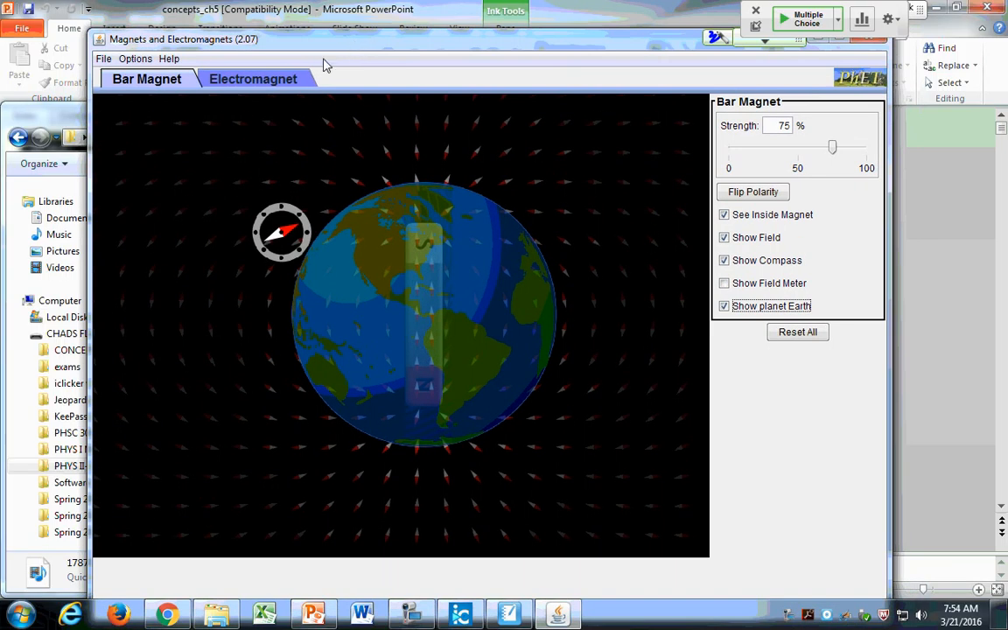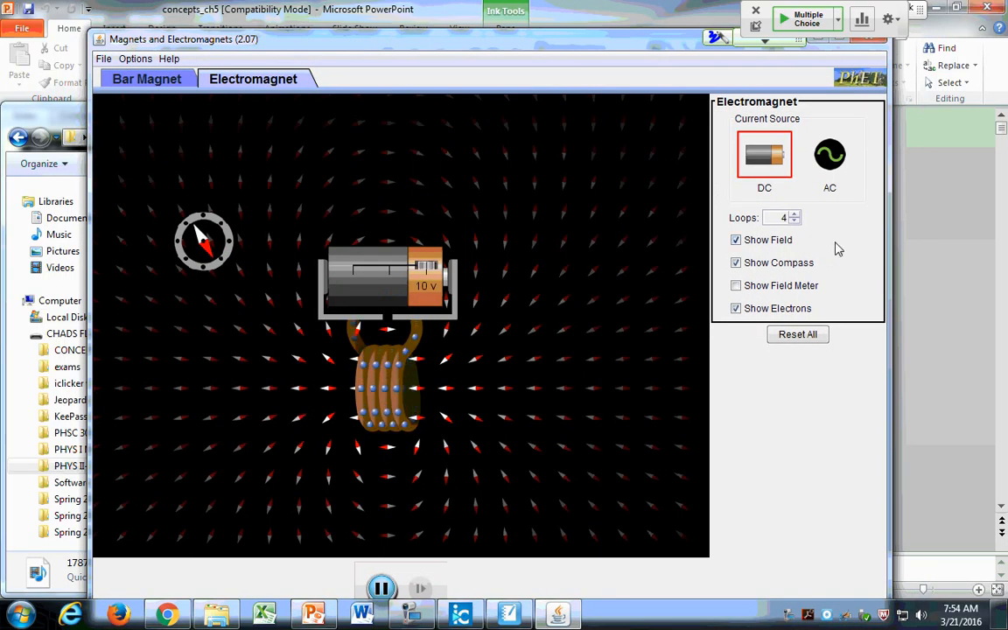Anyway, you can play with this. Oh, here's an electromagnet. You can change the number of loops, and we'll get into this. That is the number of turns of wire. Let's change it to 7. You can change it.